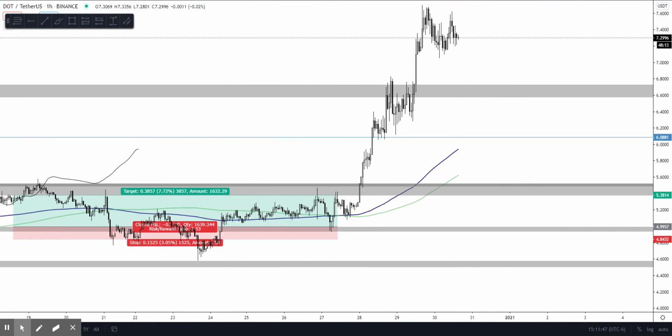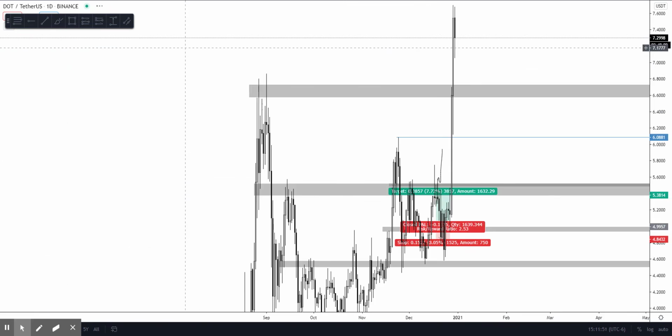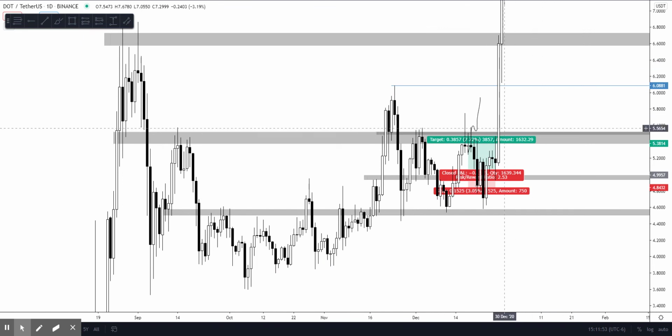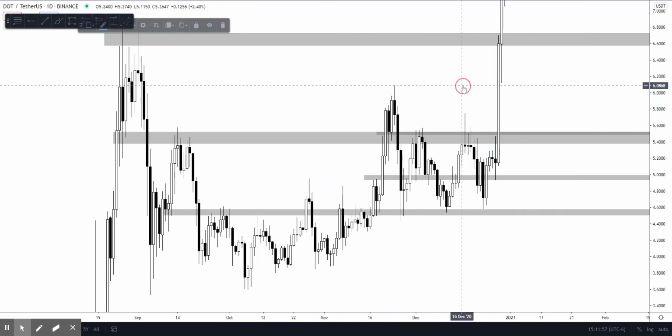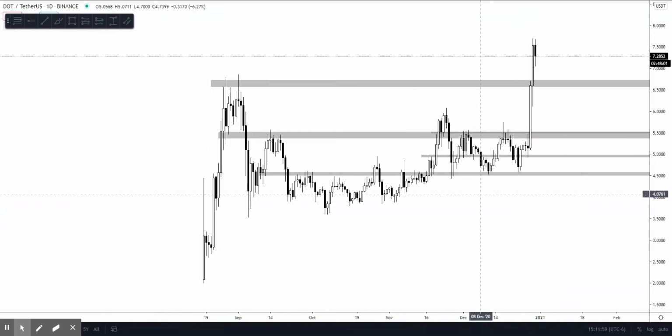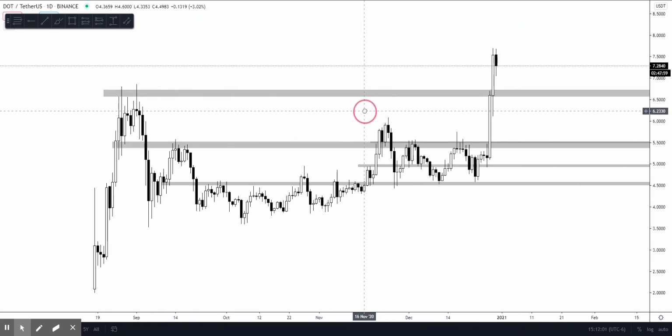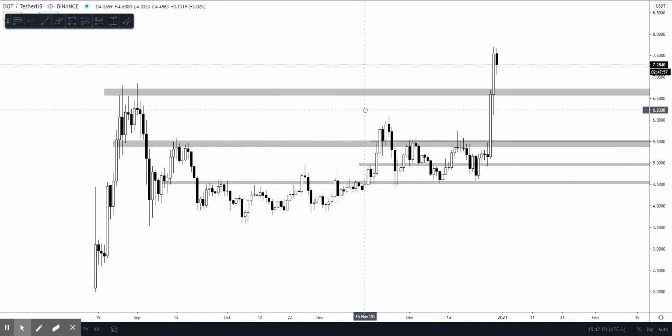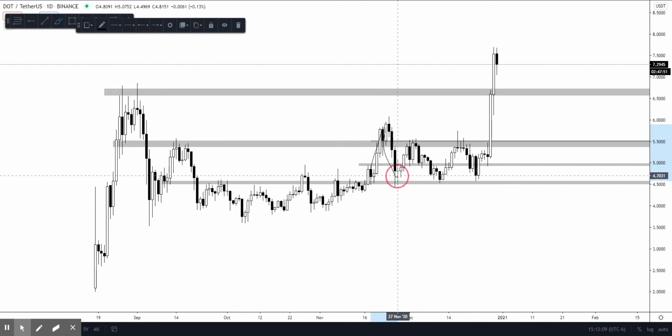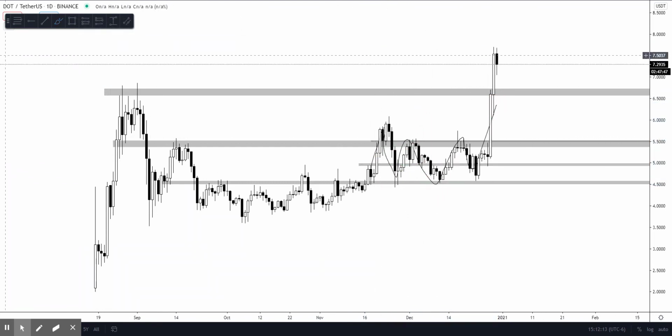So DOT USDT, another on-demand request. All right, get rid of all this. So DOT USDT is currently trading in price discovery, so right off the bat, that speaks out to me. It looks like we were consolidating in this zone, and we finally broke out from it. So now this zone also speaks out to me.